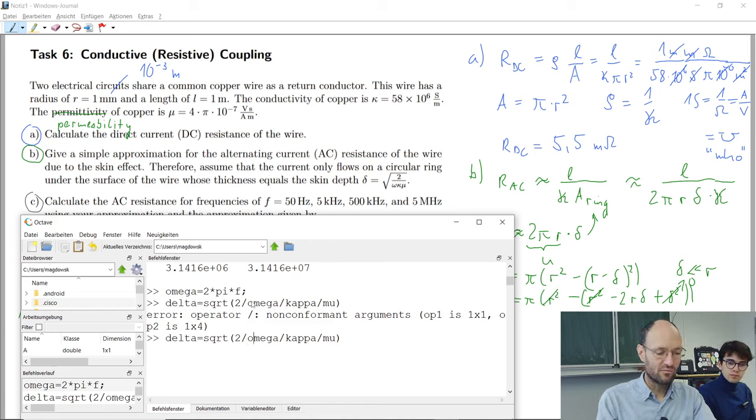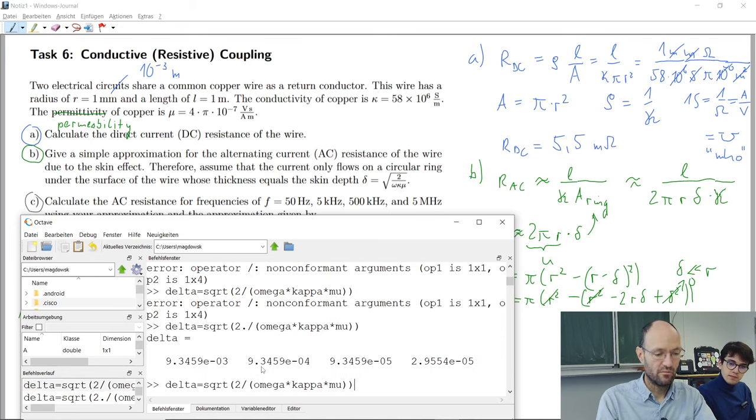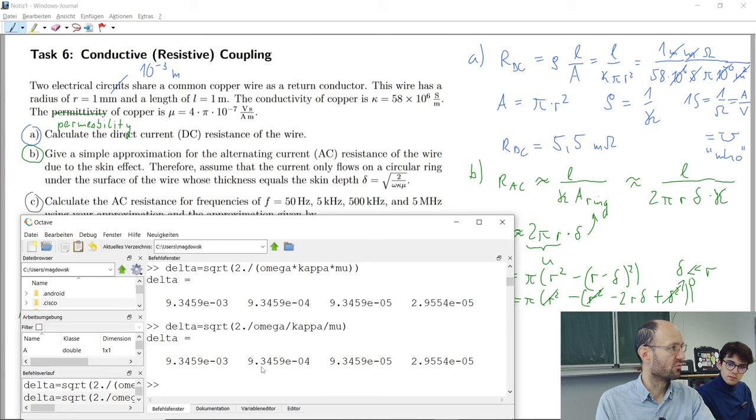Yeah, so you mean like this? Still, I would say we get the very same error message. This is just a number, a scalar value, and our omega here is a vector, because it contains our 4 values. So we don't want to divide by a vector, we want to divide element-wise by each element of this vector. And so now this should work. And if I go back to my original equation, before I put the dot there, then it also works and I get the very same result. So we can see, okay, at 50 Hertz, we get 9 millimeters of skin depth.